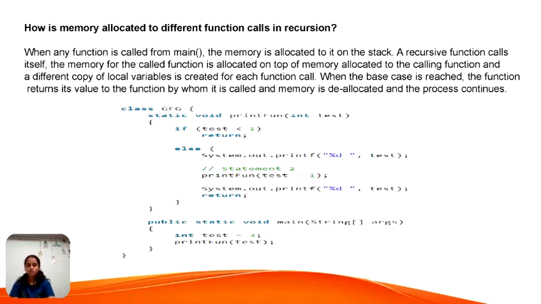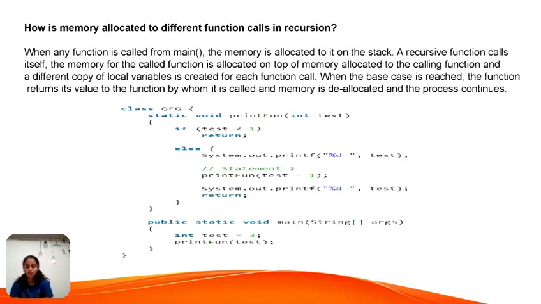Next, we'll move on to how memory is allocated to different functions called in recursion. When any function is called from main, the memory is allocated to it on the stack. A recursive function calls itself. The memory for the called function is allocated on top of the memory allocated to the calling function, and a different copy of local variables is created for each function call. When the base case is reached, the function returns its value to the function by which it is called, and memory is deallocated and the process continues.